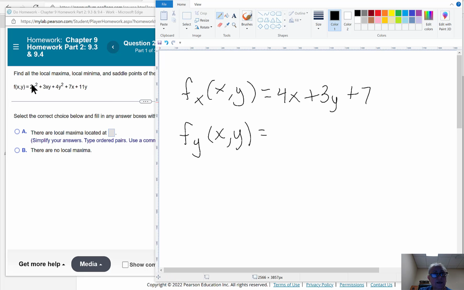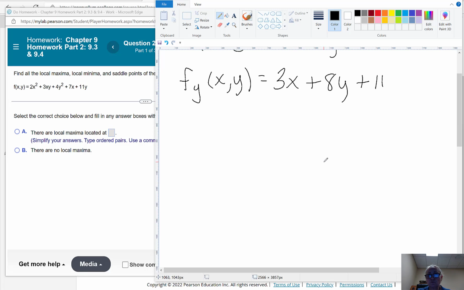With respect to y, this first term has no y's in it, that's a constant, so it's 0. With respect to y, the coefficient would be 3x. The 4y squared would be 8y. The 7x would be 0, and then plus 11. So these are our first order partial derivatives with respect to x and with respect to y.